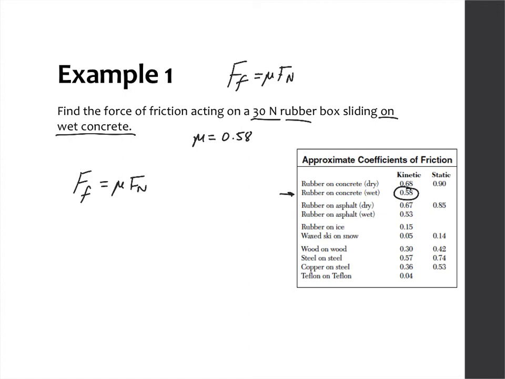Now, do we have the normal force? They gave us 30 newtons to describe the box. 30 newtons, newtons being a force, so this is the weight. If they give it to you in kilograms, you need to convert that mass into a weight. So this is the weight of the object in newtons. And remember that the weight is equal to the normal force. That's what you need to remember. So that we have everything we need. Equals 0.58 times 30 newtons. Multiply them together and you get your answer. And the answer is 17.4 newtons.